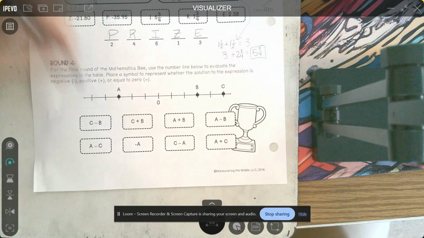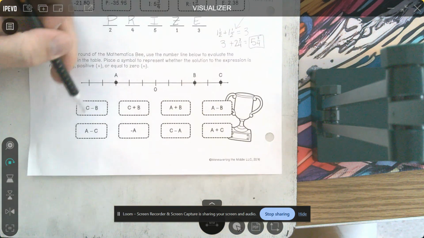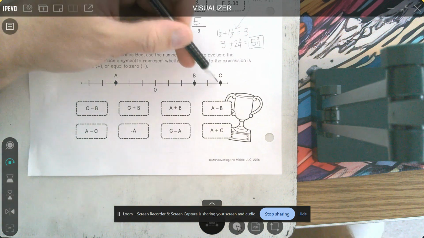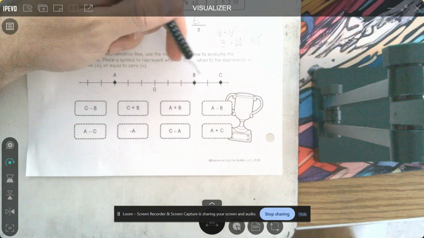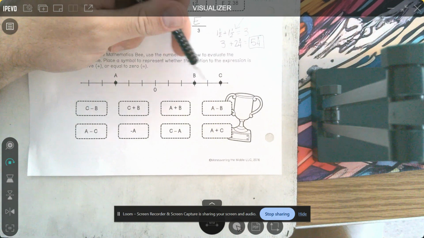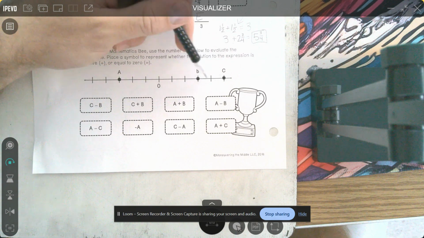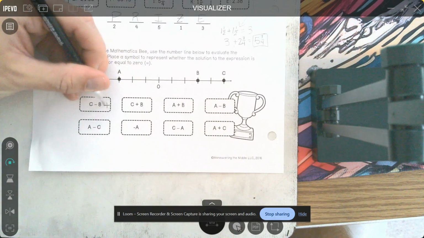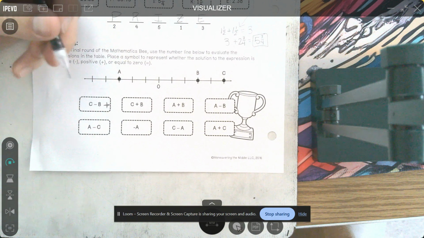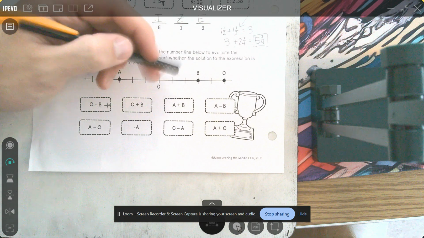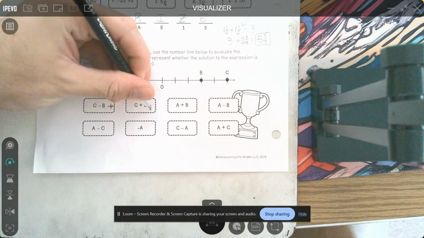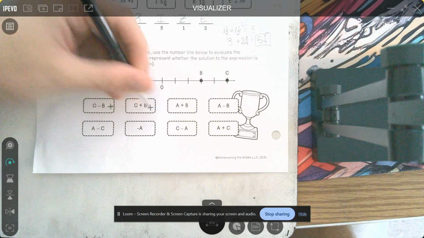All right, I'm going to do the top 4. You do the bottom 4. C minus B. Well, look at C minus B. They're only 2 away. Look how far away they are from 0. These are both positive numbers. If we subtract these, we're going to get a positive answer. Now C plus B. These are also 2 positives. 2 positives added together, of course, equals a positive answer.